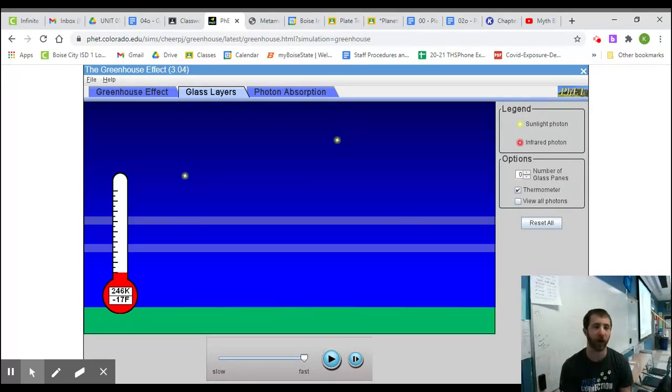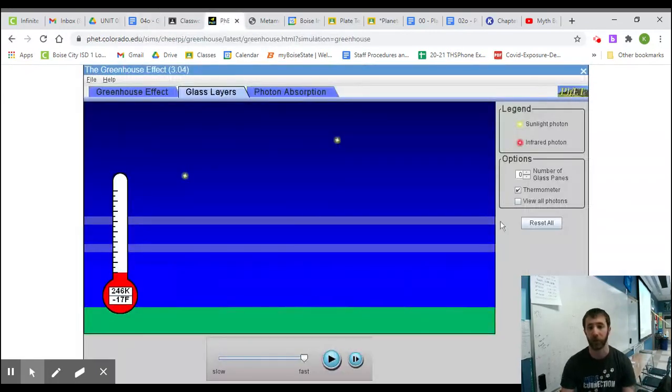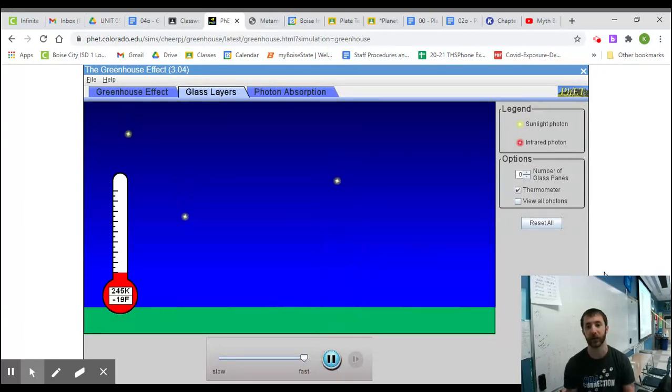We'll start and I'll add one glass pane, and we'll watch what's happening with our photons, and we'll watch our thermometer. Then I'll add a second one. We'll watch our photons and play with the thermometer. And then these questions, they're all reflections on that. So this one's pretty straightforward. Basically, you just got to let it run and let you guys watch. So here we go. We'll start with no glass panes.